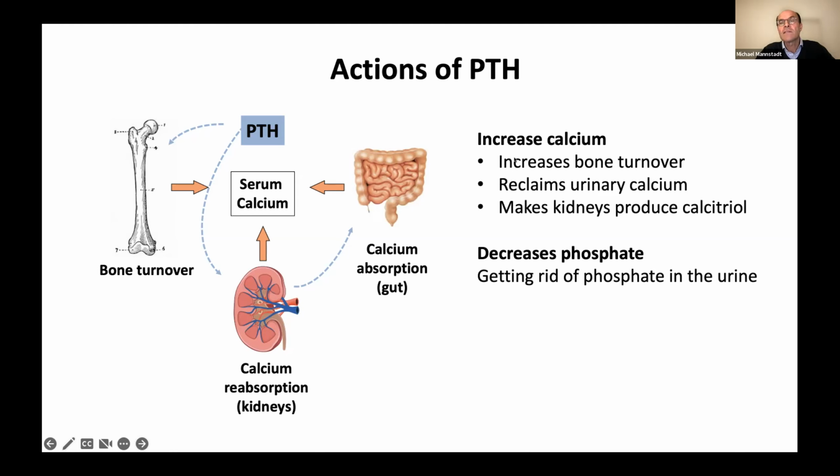So it increases the calcium by increasing bone turnover and releasing calcium and phosphate, by the way, into the circulation. It reclaims urinary calcium. So it tells the kidneys to not lose calcium, but to conserve it, to keep it inside the system. And it makes the kidneys produce calcitriol. This is the active or activated vitamin D, which then in turn leads to a very effective absorption of calcium through the gut. In addition, PTH decreases phosphate, so it gets rid of phosphate in the urine.